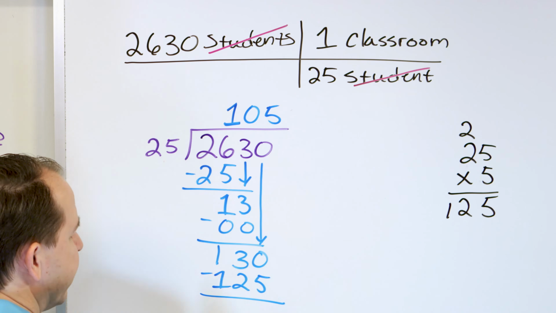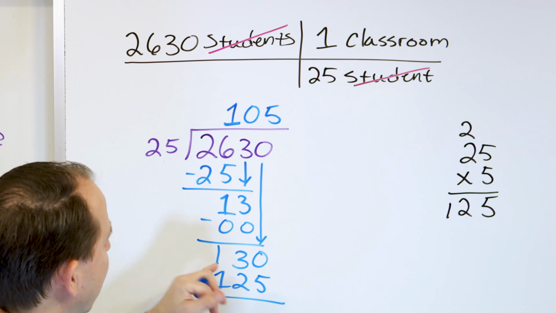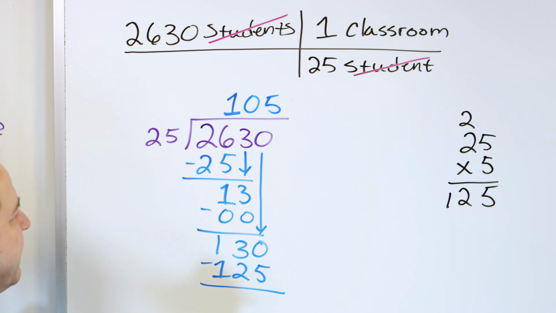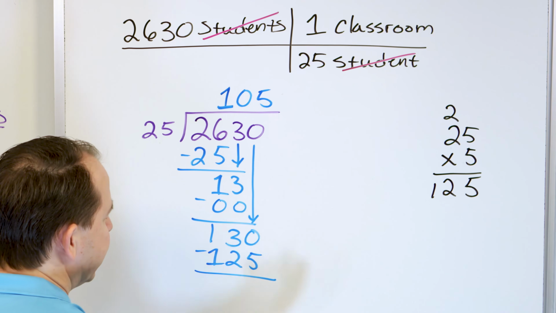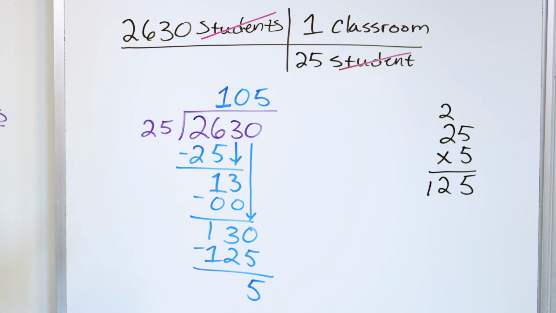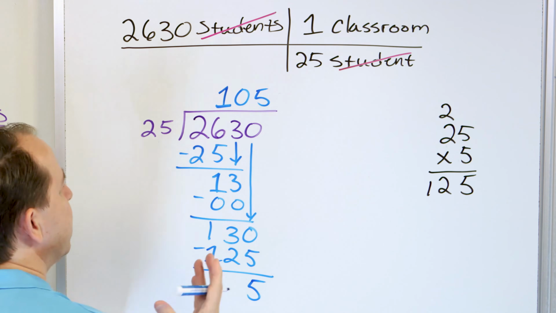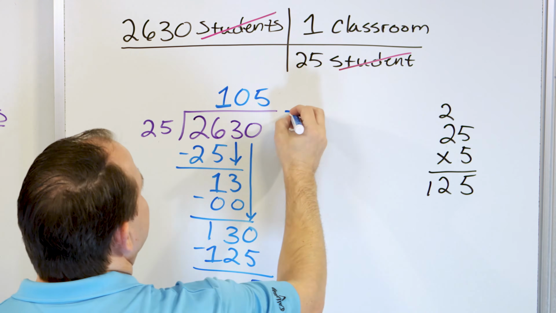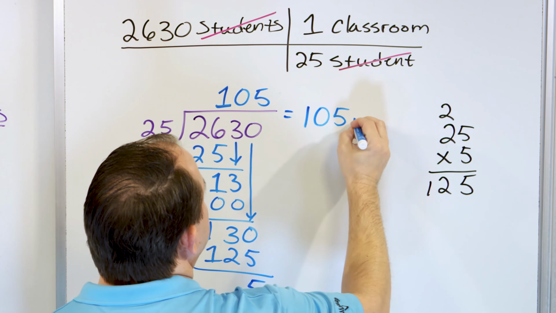Now I could borrow and all this stuff, but I know it's 130 minus 125. The only difference there is 5. If I borrow, then it'll be a 10 minus 5, and you'll get a 5. So either way you want to do it, the answer is 5. Grab the next digit, but there is no next digit. So what do I get as an answer? I get 105 remainder of 5.